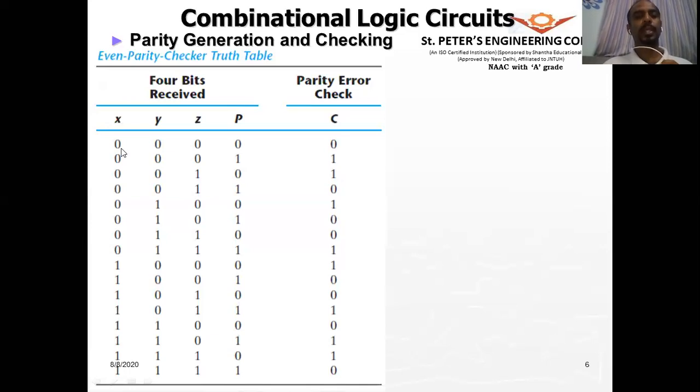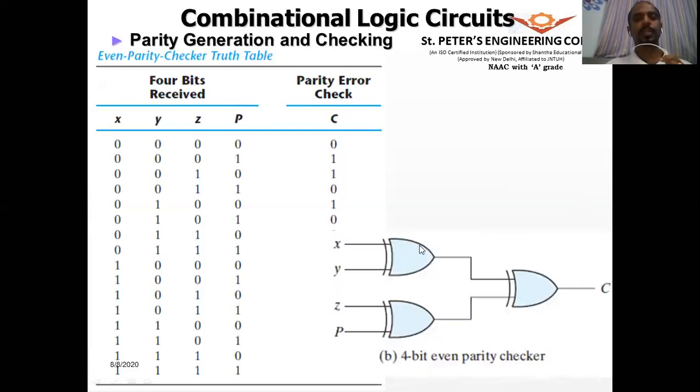So we can see that if you use a simple 4-input XOR gate, it can be made to work as a parity check. If you use a 3-input XOR gate, you can use it as a parity generator. If you use a 4-input XOR gate, you can make it work as a parity check. Okay, so that is what we have seen here.